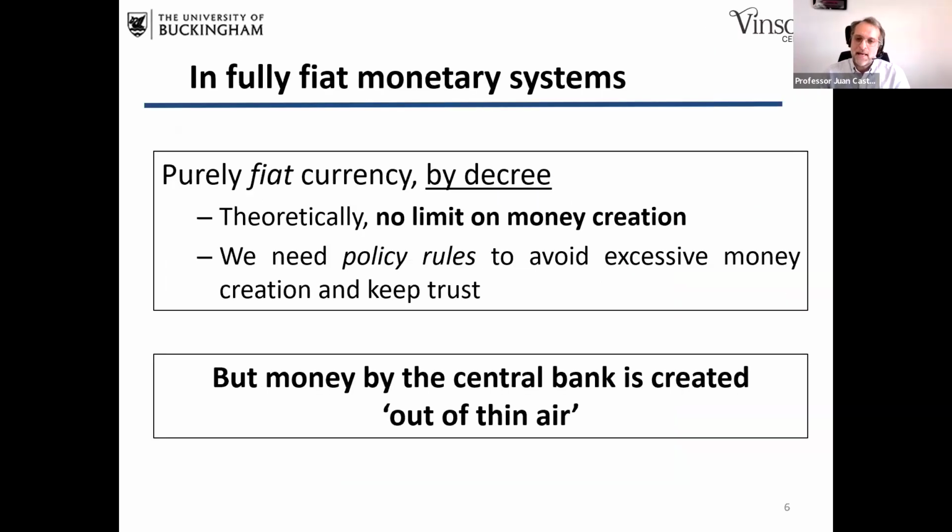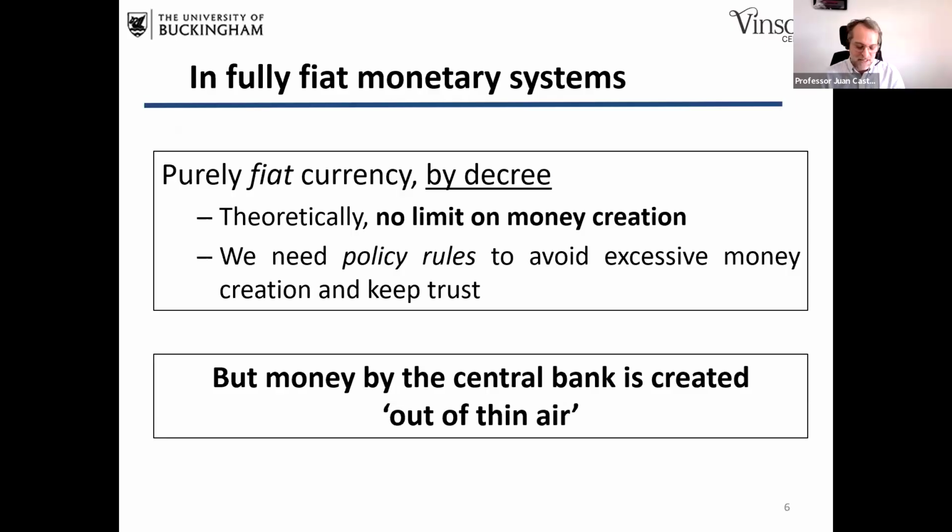First of all, we are living in what we call fully fiat monetary systems. By a purely or fully fiat monetary system, what we mean is that money is just imposed by the government by decree. That's what fiat means. It's just a government imposition on the citizens. We don't choose what we use as money. It's given by the government by fiat, by decree.